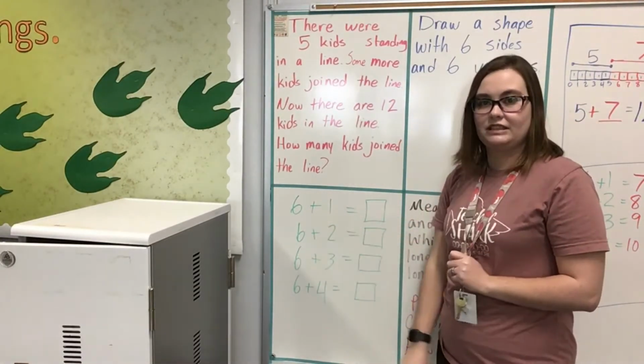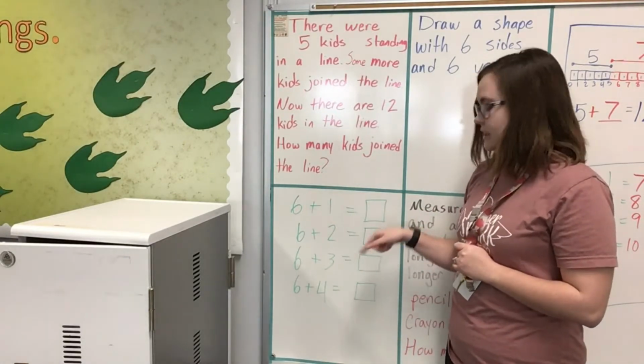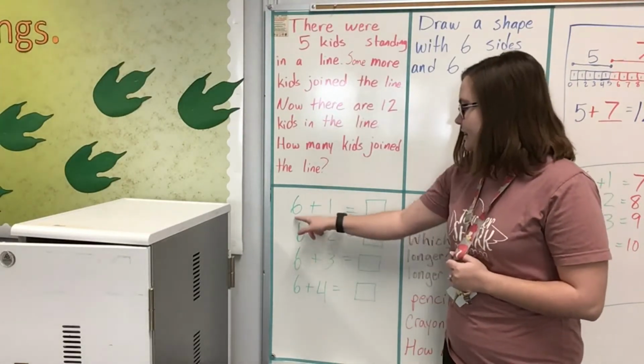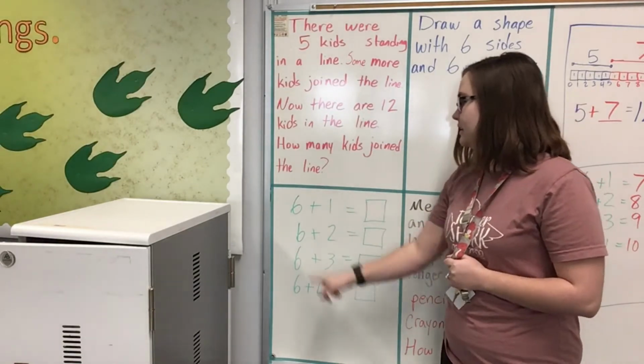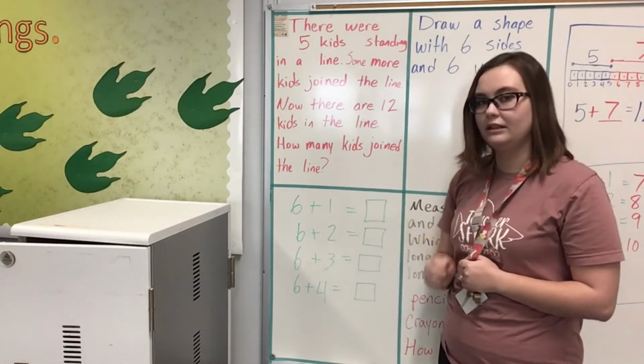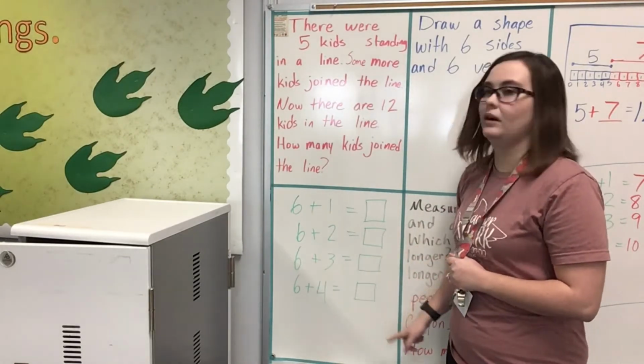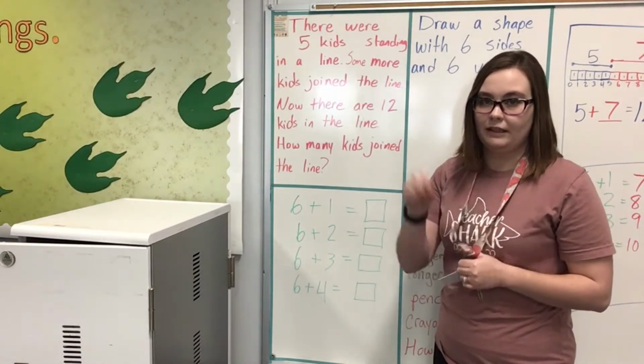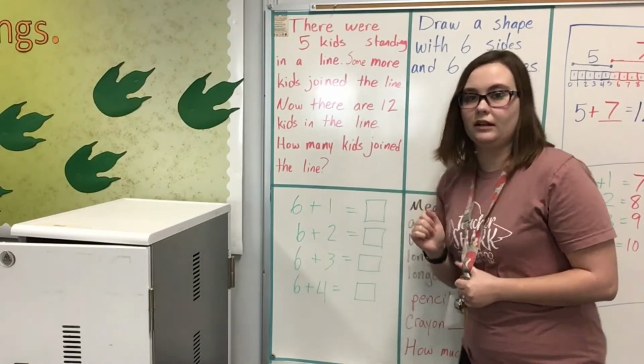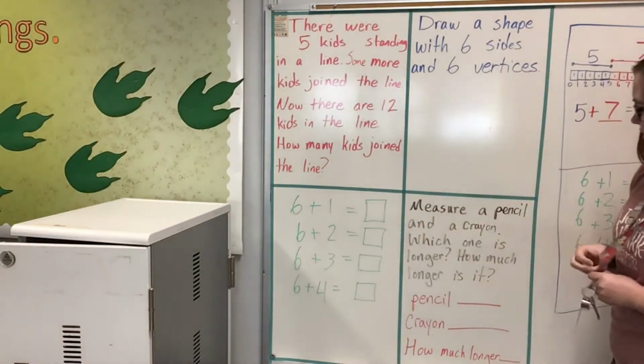Box number 3. Solve these equations, these number sentences. 6 plus 1 equals, 6 plus 2 equals, 6 plus 3 equals, and 6 plus 4 equals. Write the number sentence and the answers for all of those number sentences.